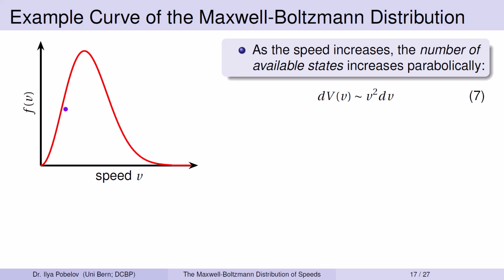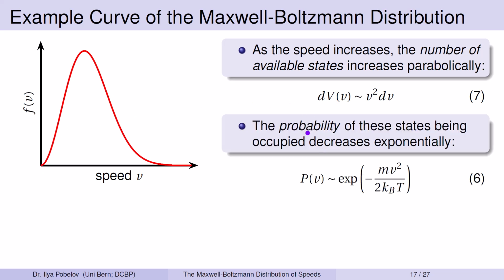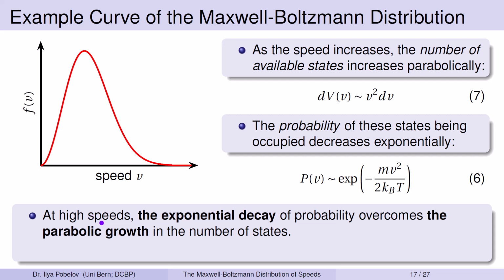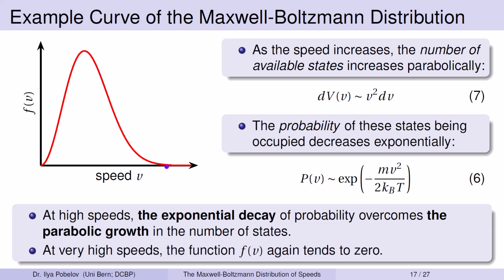As the speed increases, the number of available states increases proportionally to speed squared. In other words, parabolically. But at the same time, the probability of these states being occupied decreases exponentially with increasing speed squared. At high speeds, the exponential decay of probability overcomes the parabolic growth in the number of states. Thus, at very high speeds, the function f of v again tends to zero.